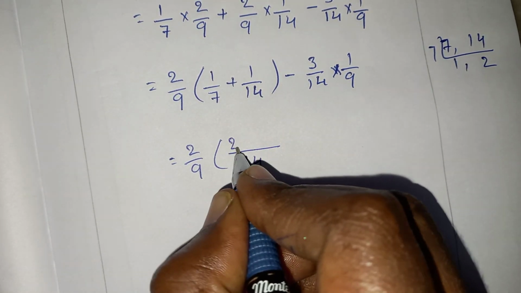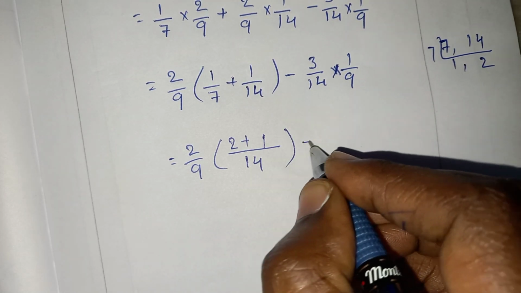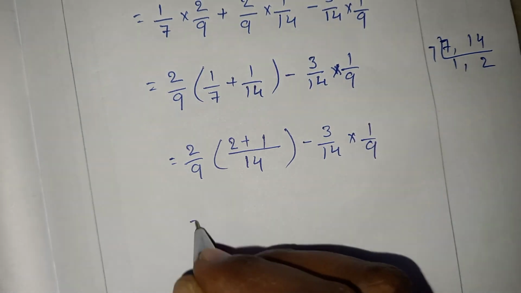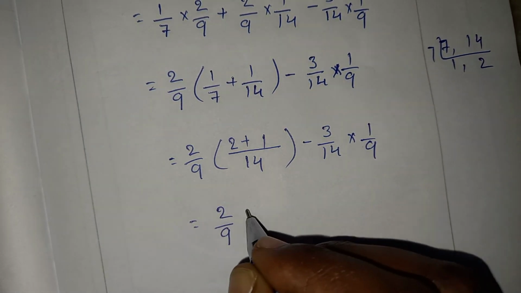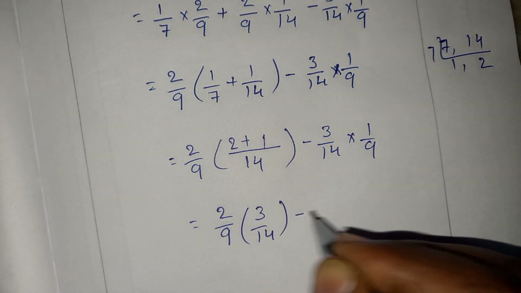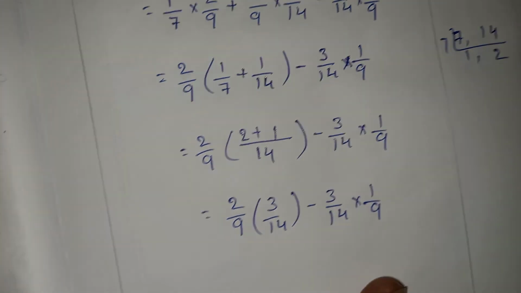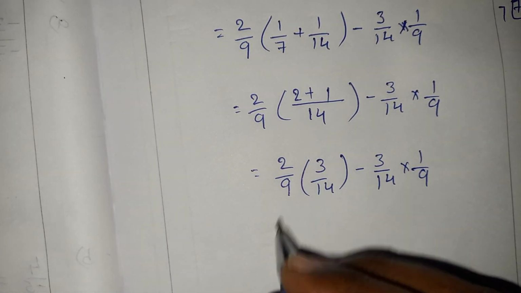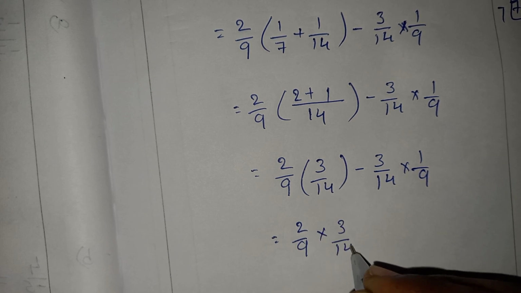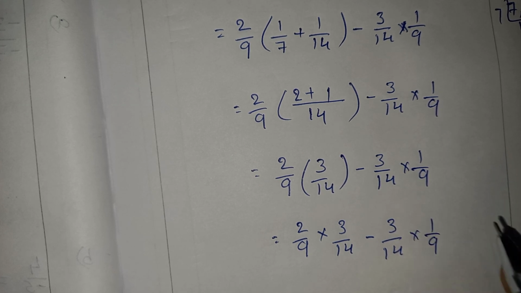7 twos are 14. 2 into (1 plus 1) by 14, minus 3 by 14 into 1 by 9, is equal to 2 by 9 of (2 plus 1) by 14, minus 3 by 14 into 1 by 9. How can you write this expression? 2 by 9 into 3 by 14 minus 3 by 14 into 1 by 9.